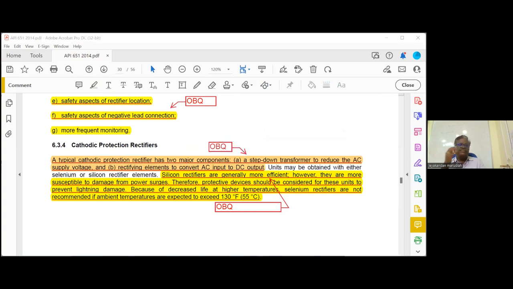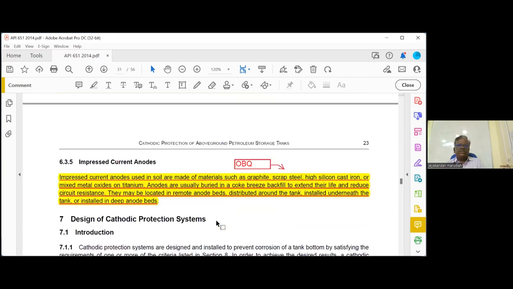The next. Impressed current anodes are not made of... they can use graphite, high silicon, mixed metal. They are not using zinc. So where is it given, what they are made of? Yes, 6.3.5. Graphite, scrap steel, high silicon, aluminum. Okay, this one. That's an open book question.